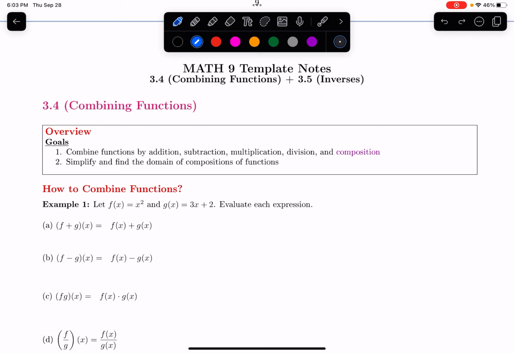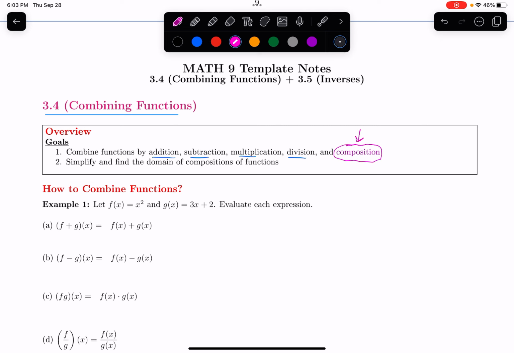In this video, we are starting section 3.4 on combining functions. So our goals are to discuss how we combine functions by adding them, subtracting them, multiplying them, dividing them, and then by something called composition. And that's going to be the main focus of this section.